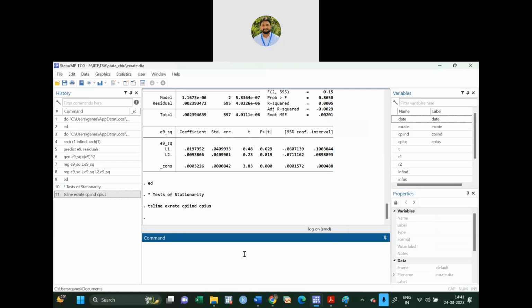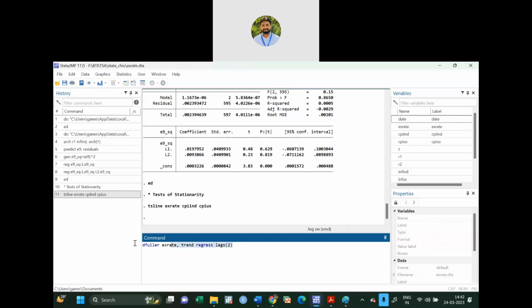Now let's look at the Dickey-Fuller test. dfuller xrate, comma, trend, regress, lags 2. So lag 2 that I'm giving randomly here. So you can check your own lag. So there is one way to check the lag as well, which we discussed briefly yesterday.